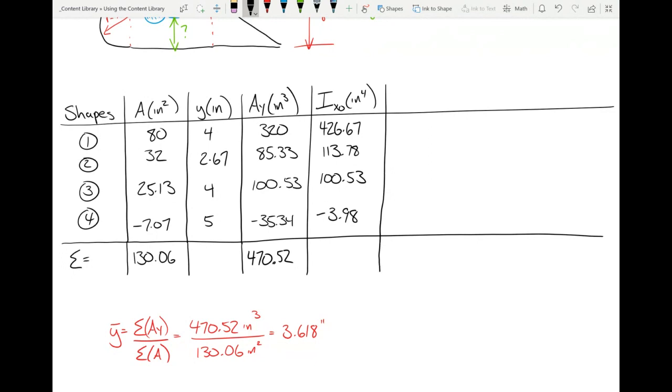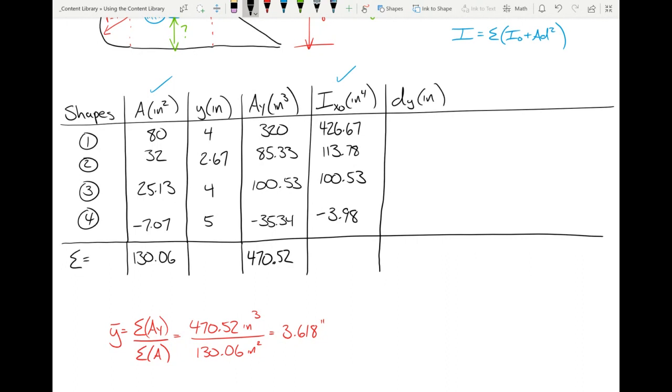Now, in order to compute the moment of inertia, if you remember, the formula was the sum of my I's plus AD squared. So look at your table. We've got the I's, we've got the A's. Now we need the D's, and we need these D values. We'll call them dy's just to be consistent.